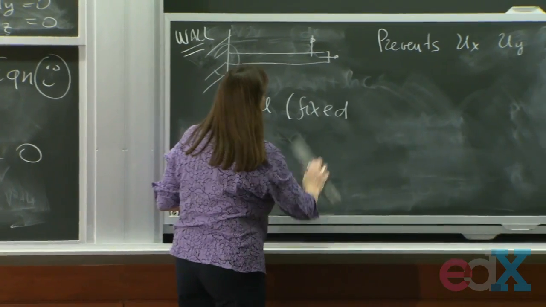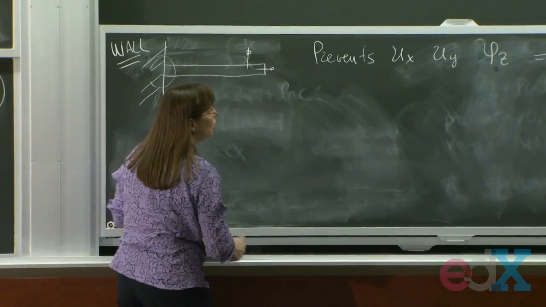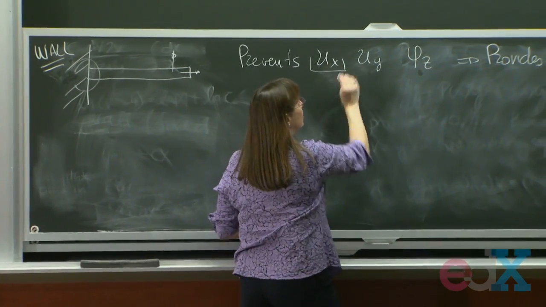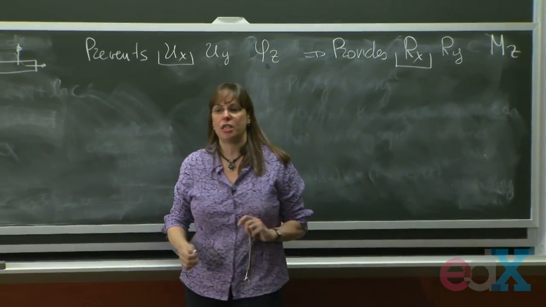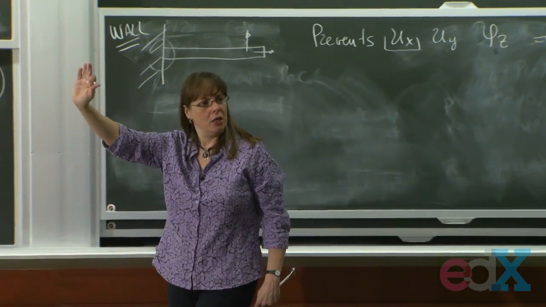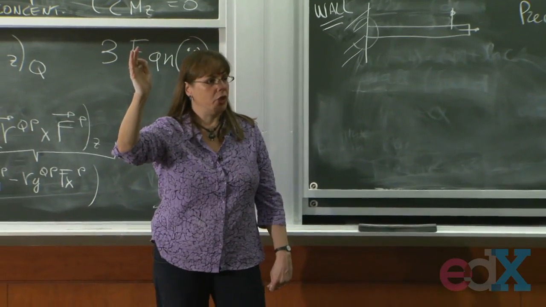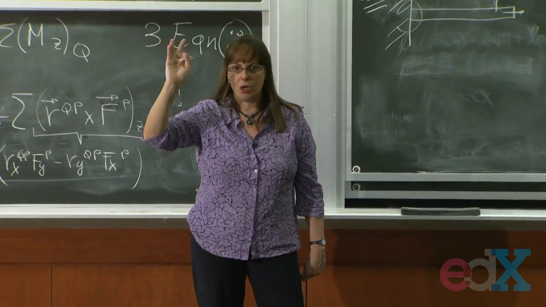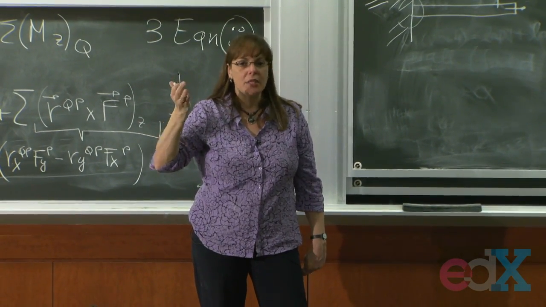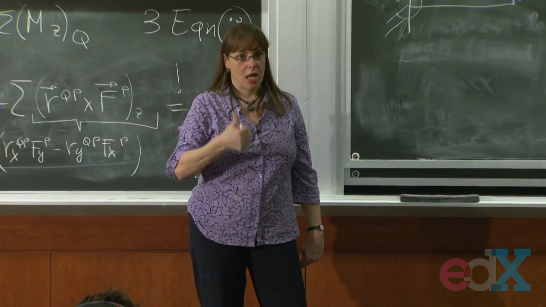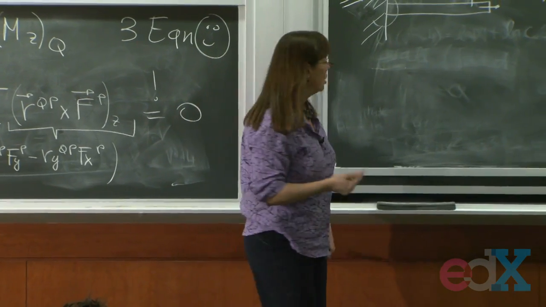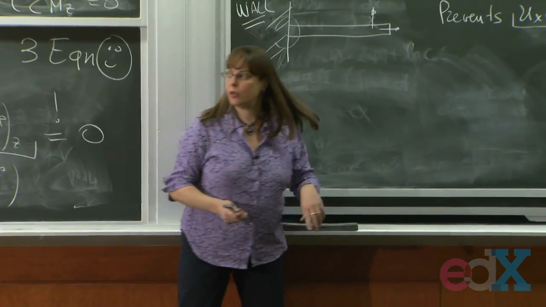You see? For every movement that it prevents, it needs to do something to prevent it. It cannot just say, I'm the wall. I give you the law of not moving in x. I give you the law you're not moving in y. It's got to put some effort into it. So it's got to give you a reaction, x, y, and moment. That's one kind of support we have.